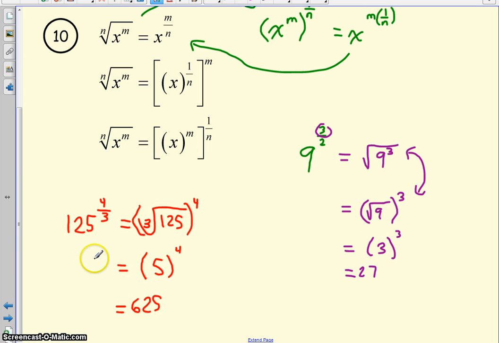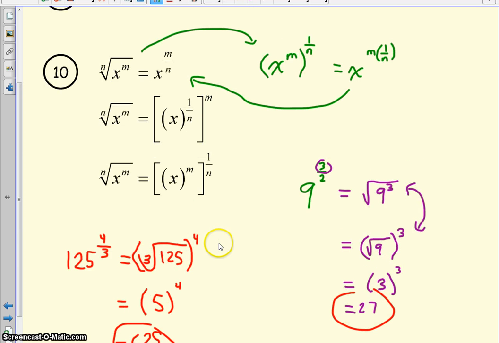So these are some new exponent laws to work with. Essentially now, when you have an exponent that has a fraction, you know how to evaluate it.